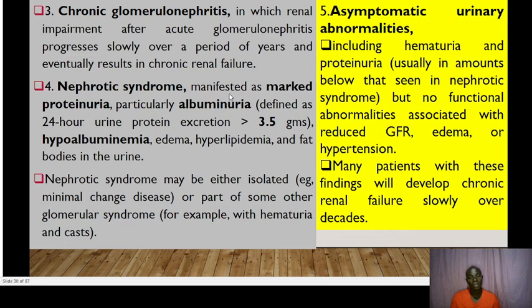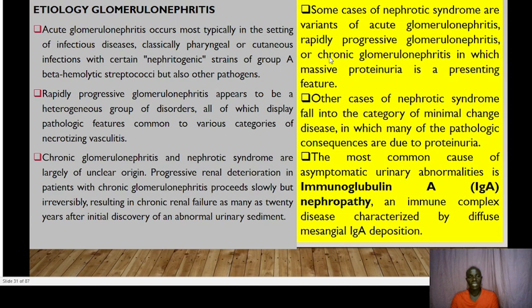Nephrotic syndrome, remember, is normally manifested by marked proteinuria, particularly albuminuria, defined as 24-hour urine protein excretion of greater than 3.5 grams. The patient will have hypoalbuminemia, edema, hyperlipidemia, and fat bodies in the urine. We could also have asymptomatic urine abnormalities. The etiologies for glomerulonephritis normally occur typically in the setting of infectious diseases, classically pharyngeal or cutaneous infections, okay?